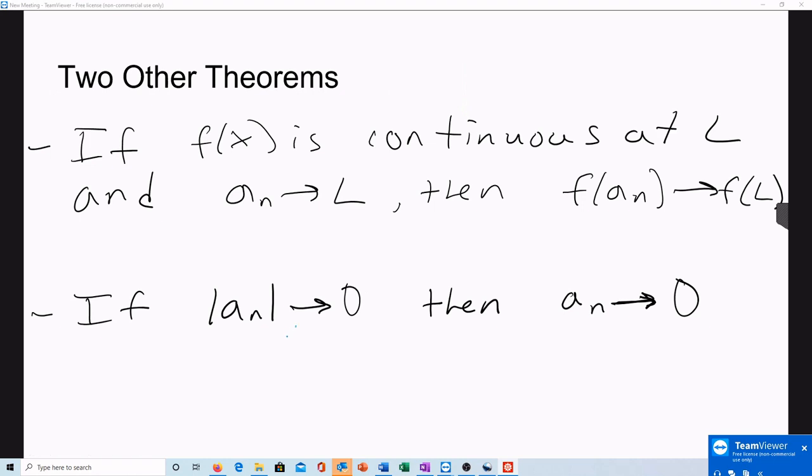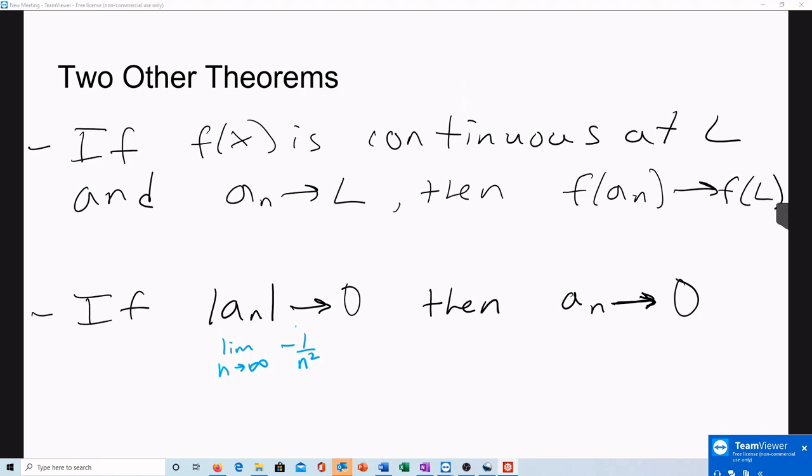So I'll start with this one actually on the bottom. If the absolute value of a sequence goes to 0, then so does the original sequence. This is pretty useful. An example that's not too bad. The limit as n goes to infinity of -1 over n squared.